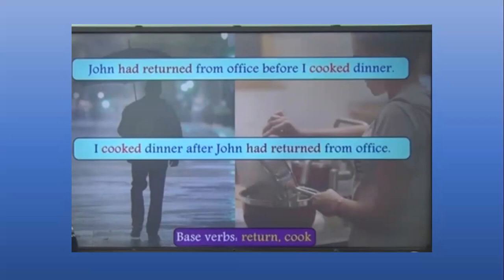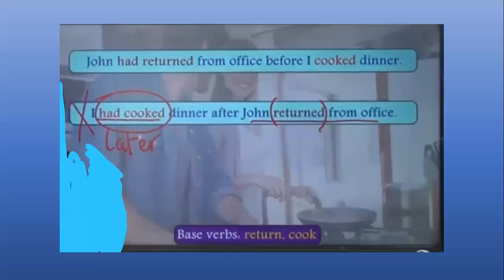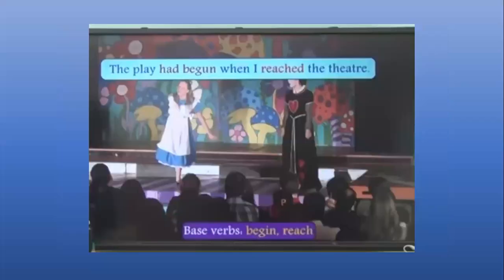But you need to take care of the words which you are using. It's the form of the conjunctions only. Now again, it would be wrong to say, if I would write it in another form, I had cooked dinner after John returned from office. This is the later action. It means that this is a later action. We cannot use had cooked, meaning past perfect tense, in a later action.